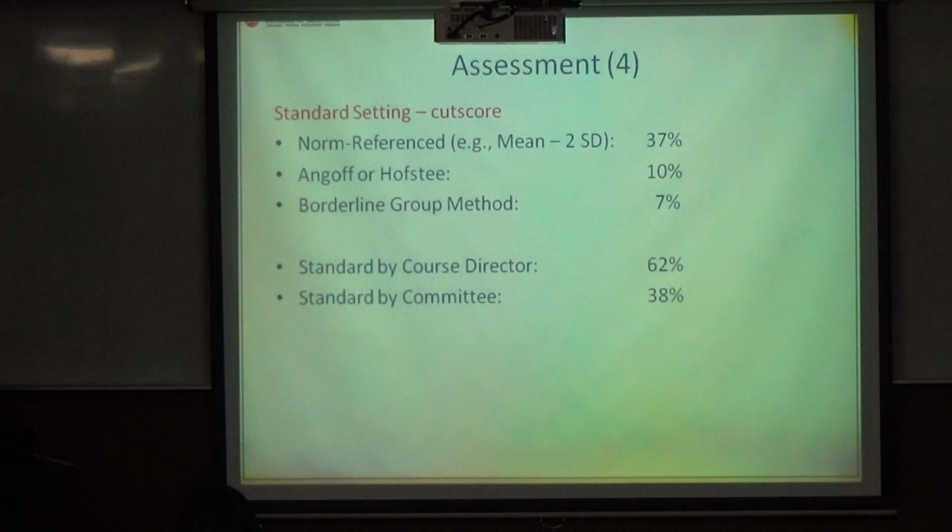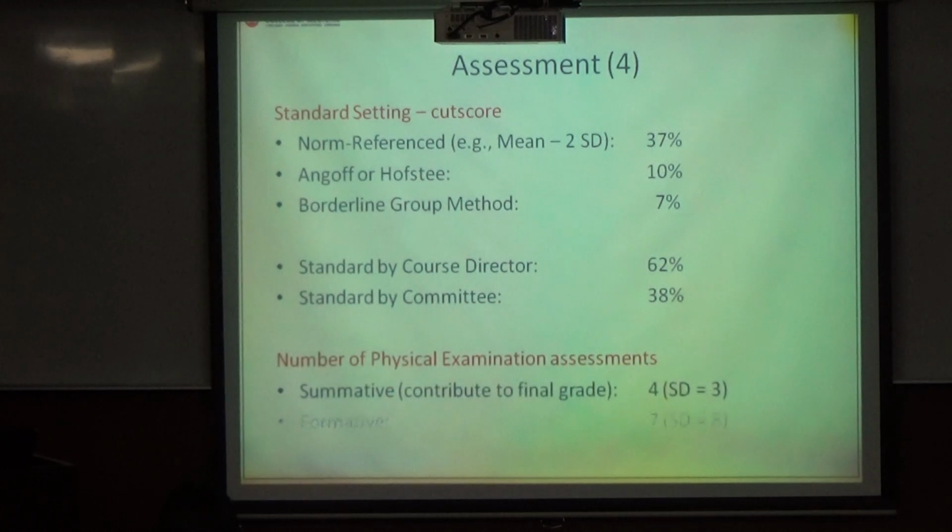But most schools had an approach that is kind of arbitrary. So if I was the course director, 70% is the cut score. That's the way it is. That's how it was for most schools. And then if it was determined by a committee, looking at various factors, that's another third. So I think there's a lot of variability in what's happening in American medical schools, also with respect to the number of assessments.